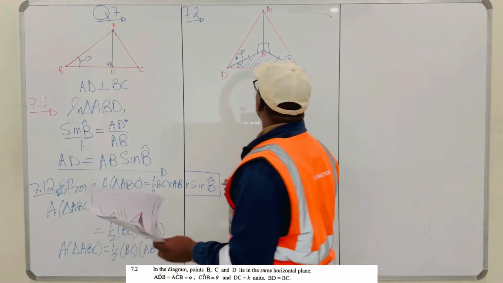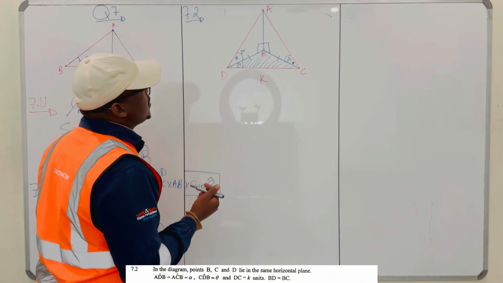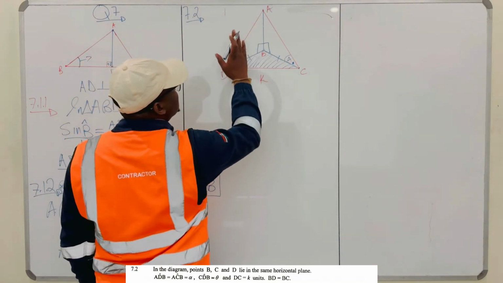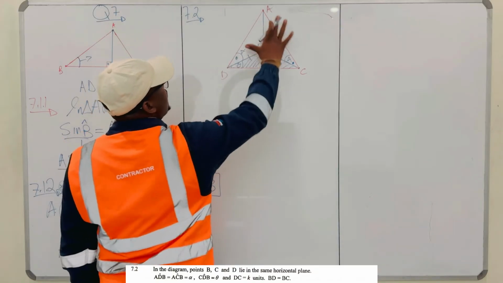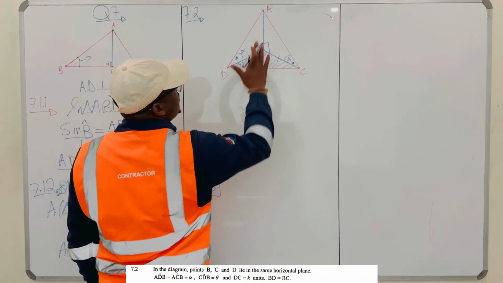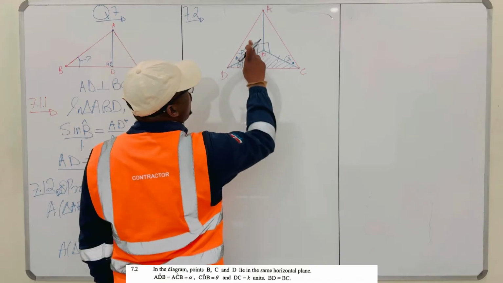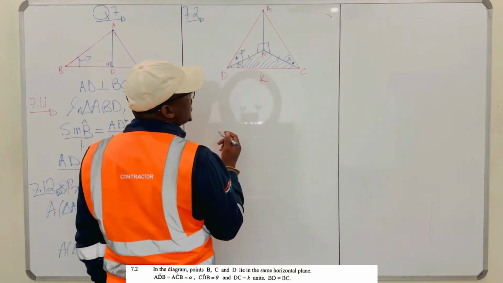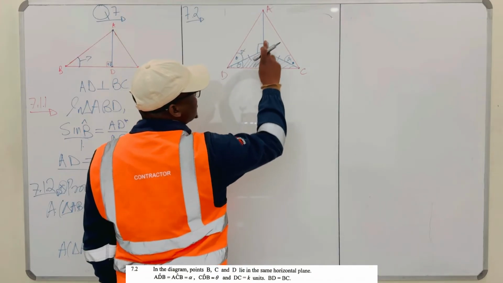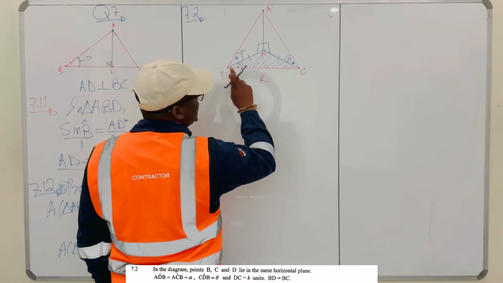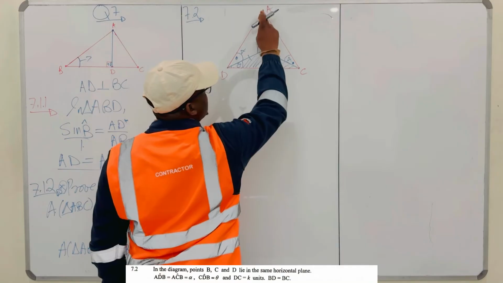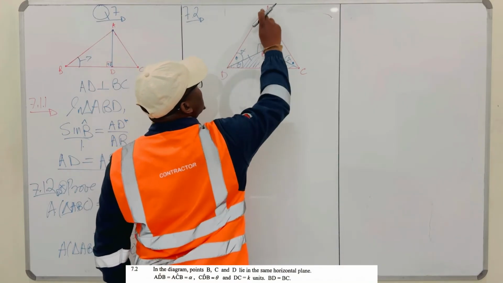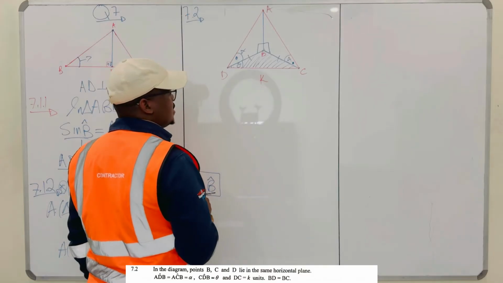What I like doing myself is I always just try to look at the number of triangles that I can see here. If you're looking at this, I see 1, 2, 3, 4 triangles. This is the first triangle, this is the second triangle, and this is the third triangle, the one on the base. And the red one is the fourth one that I see.